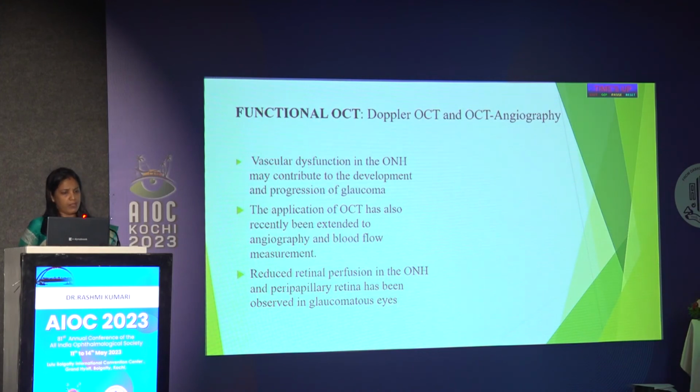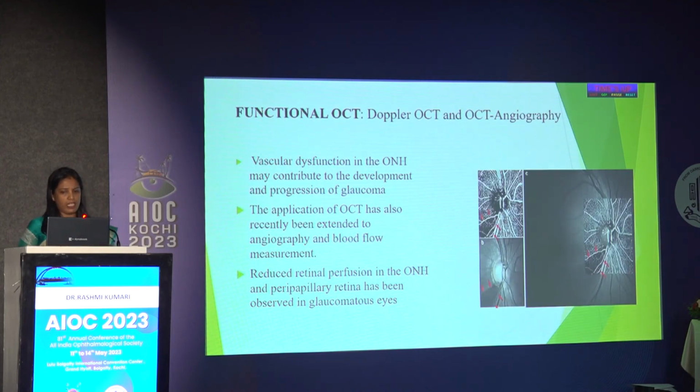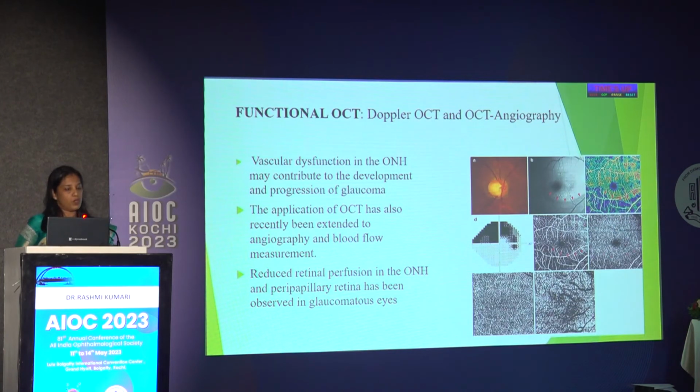Functional OCT, as has been described by the sir, is done by OCT angiography, and that depicts the vascular dysfunction in the optic nerve head, and it may contribute to the development and progression of glaucoma. And this is basically useful when we have inconclusive investigation reports from OCT or other things in cases of glaucoma, when the structure of the optic nerve is not so well delineated to depict a real picture. When these investigations come to our rescue.